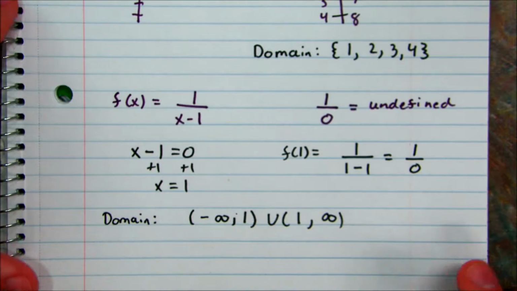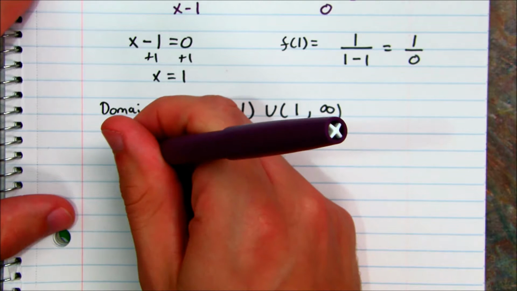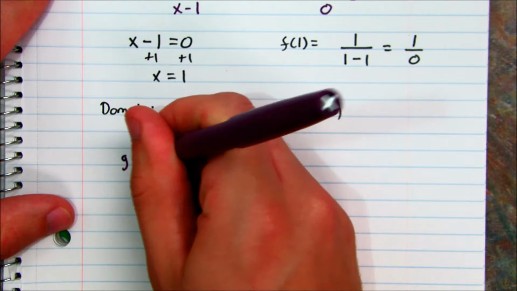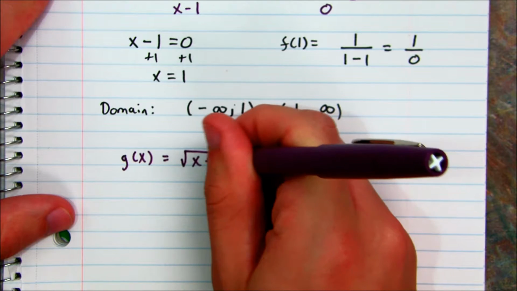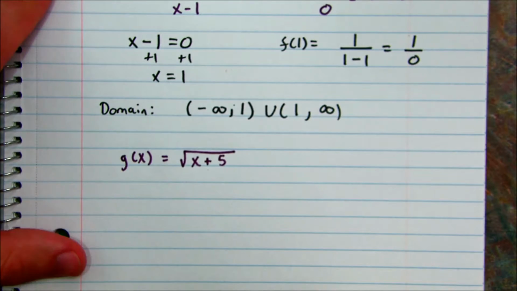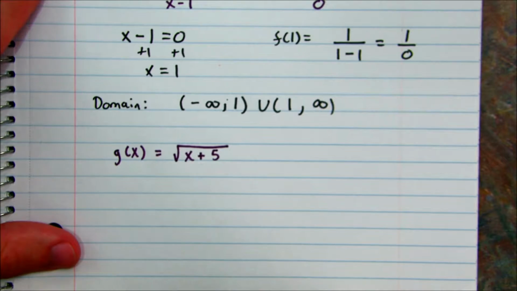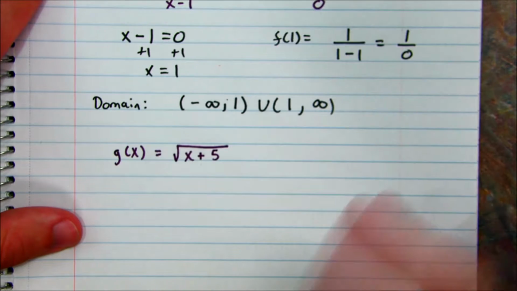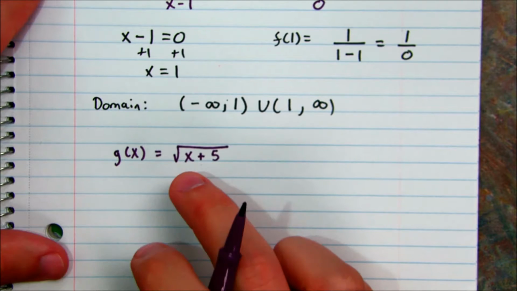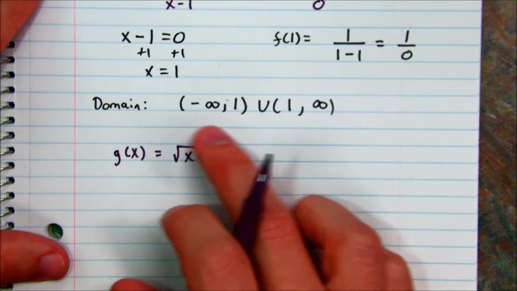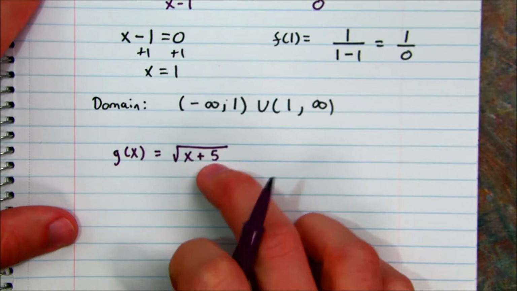Now there's one other case that we could run into, or another issue. So let's define the function g of x equals square root of x plus 5. Looking at this function, again, I could just start plugging in x's and getting y's out and keep going and going forever. That's going to take a while. So what we're going to do is see, are there any values that I cannot plug into this?